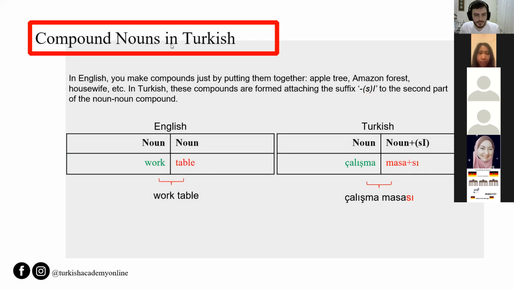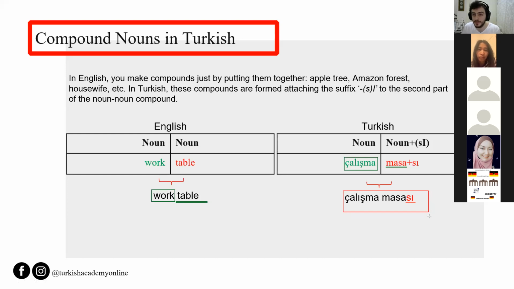Over here, I have the work table in English, and over here you have the word work, and then you have the word table. So you just make a new word. But in Turkish, I can do it with this, noun plus this sı, si, su, su again. So in this case, I have the word çalışma, which basically means work. And then I have the word masa, which basically means table. If I want to say work table in Turkish, I have to apply this rule. Çalışma masası. The sı at the end.